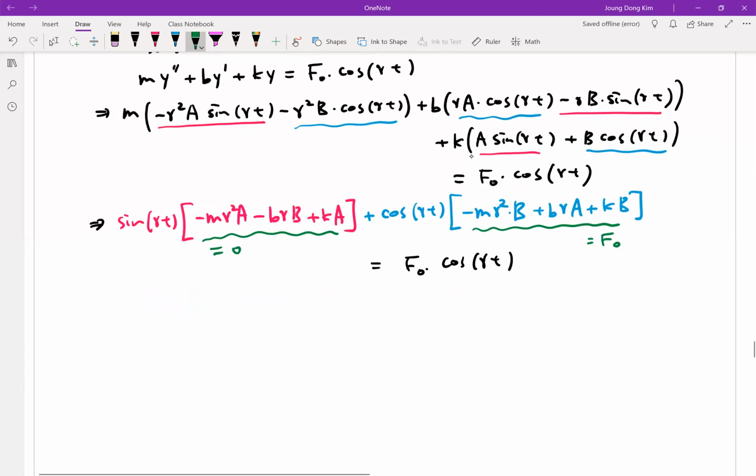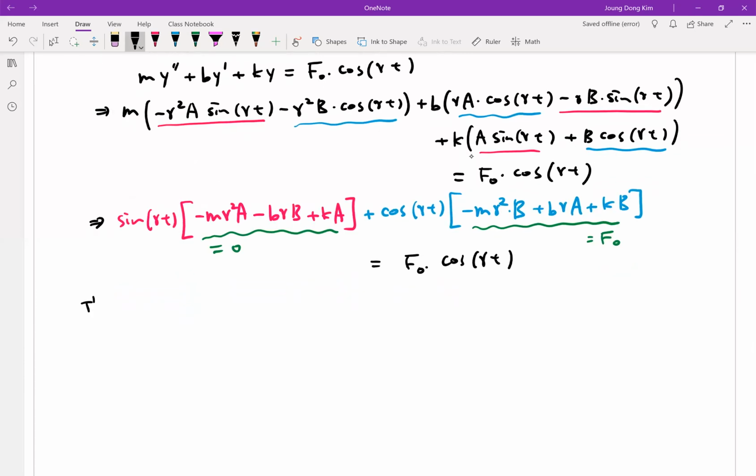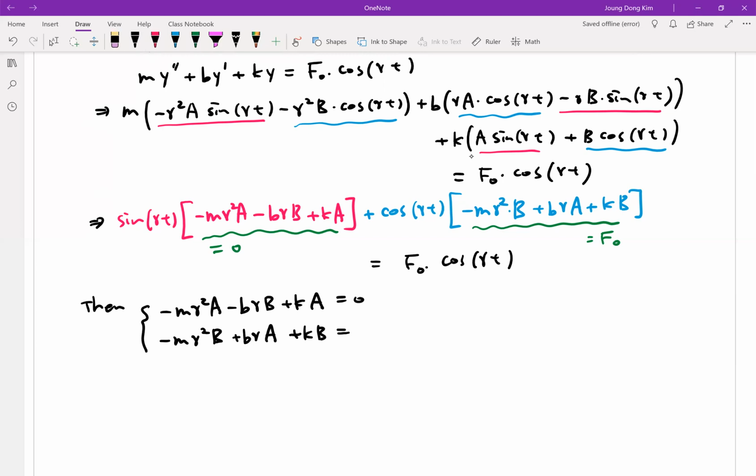Here we go. Then we're going to have a beautiful system. First one: minus m gamma square A minus b gamma B plus kA must be equal to 0. And the second: minus m gamma square B plus b gamma A plus kB must be equal to F0.